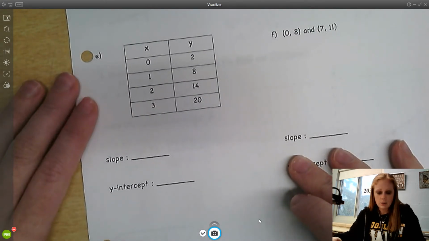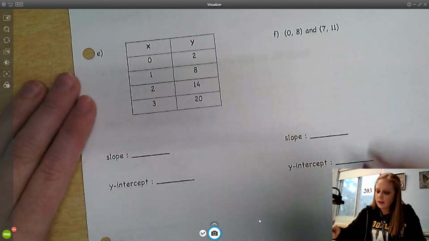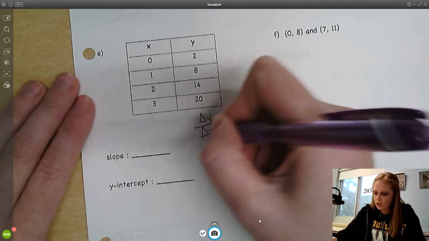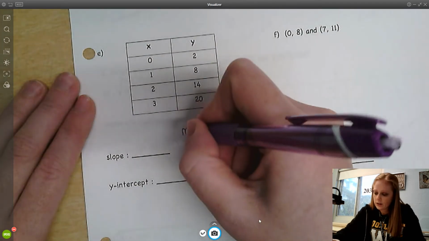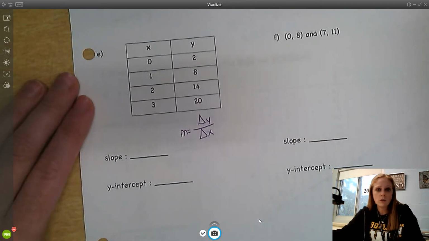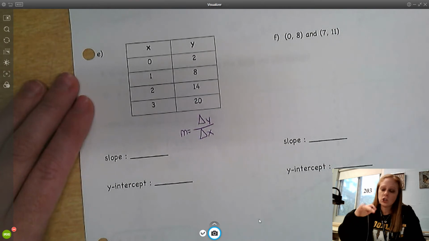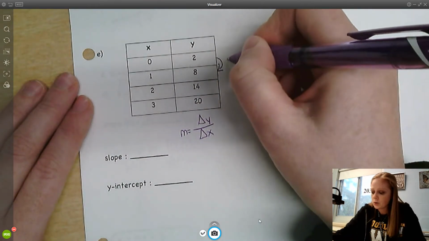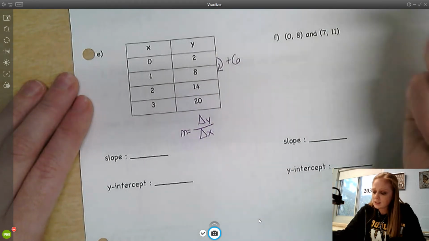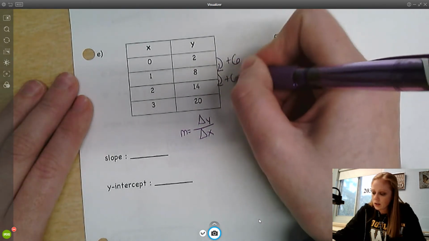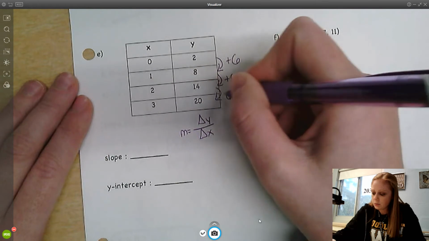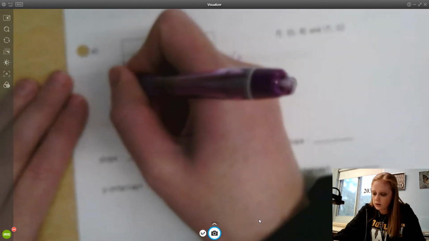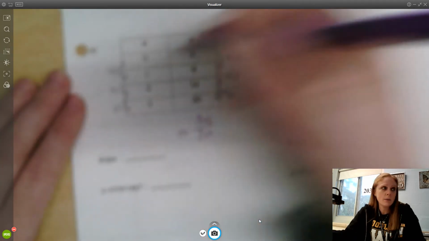All right, our table. So for our table to find the slope, we want to do change in y over change in x. That's another way to find slope, just like rise over run, the change in the y over the change in the x. So to find the change in y, we need to see how do I get from 2 to 8? Well, 2 plus 6 is 8. 8 plus 6 is 14. 14 plus 6 is 20. My change in x, 0 plus 1 is 1. We're just adding 1 each time.